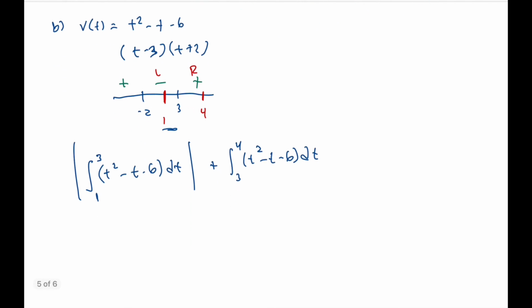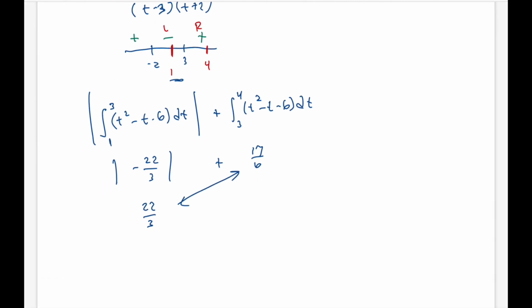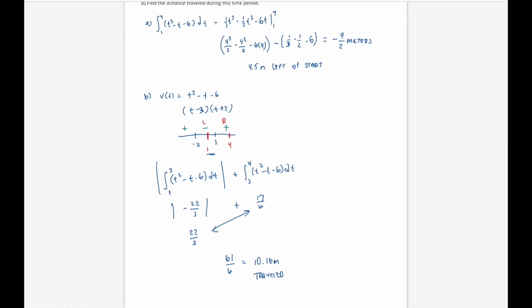Now if we plop that in and evaluate, that's negative 22 over 3. That's 22 thirds, or 7.3 meters to the left. So I actually want that to be 22 over 3, plus this one comes up to be 17 sixths. So we're going to add those two. That's our distance to the left plus our distance to the right, which gets us a total of 61 sixths, or 10.16 meters traveled. That's our total distance versus our displacement. If we took this as negative plus that, we get back to our negative 9/2 meters.